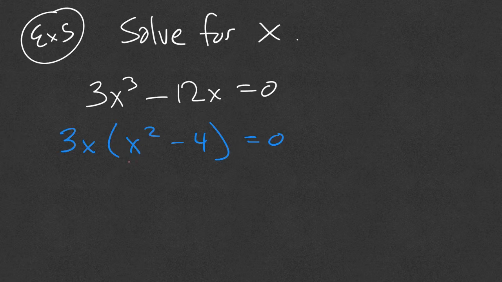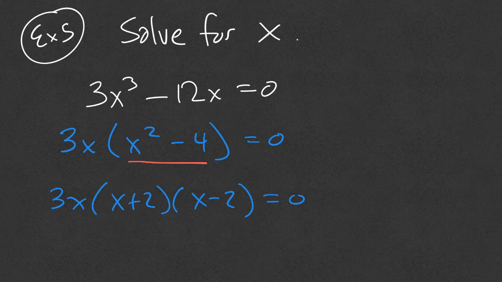Now, this is a really special problem because x squared minus 4 is a difference of squares. So 3x times (x plus 2) times (x minus 2) equals 0. Hopefully you're getting good at recognizing that difference of squares pattern. Leads me to the answers: x equals 0, x equals negative 2, and x equals positive 2.